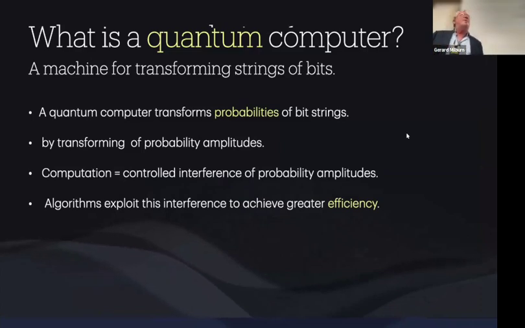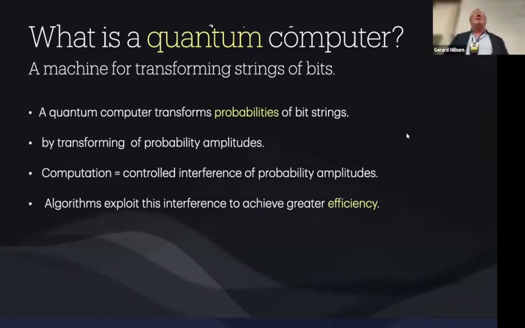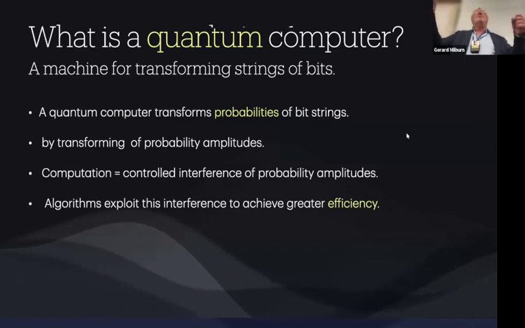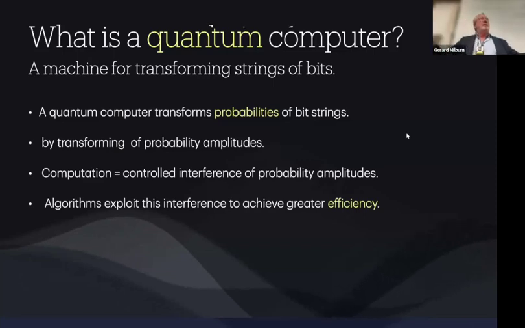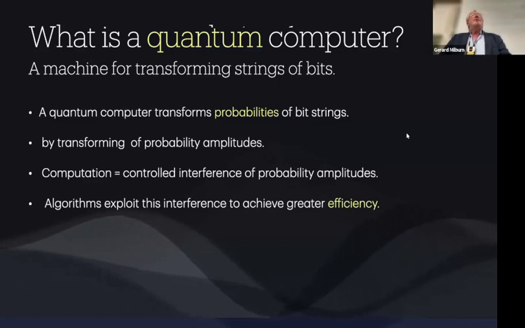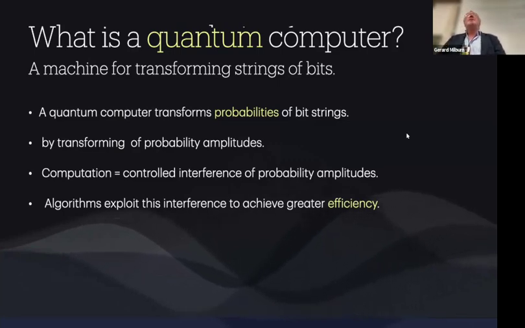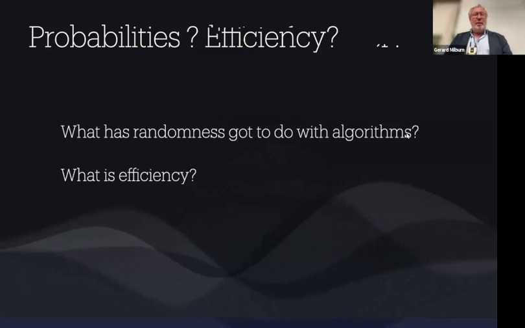And you do it by transforming probability amplitudes. And so computation in this picture is controlled interference of probability amplitudes. Think of lots of photons going through millions and millions of beam splitters where you can control all the reflectivities of the beam splitters in order to get the nice distribution out at the other end. And we know now that you can exploit the ability to control probability amplitudes to transform binary strings far more efficiently, that is with fewer steps or fewer clock cycles, than you could do classically.